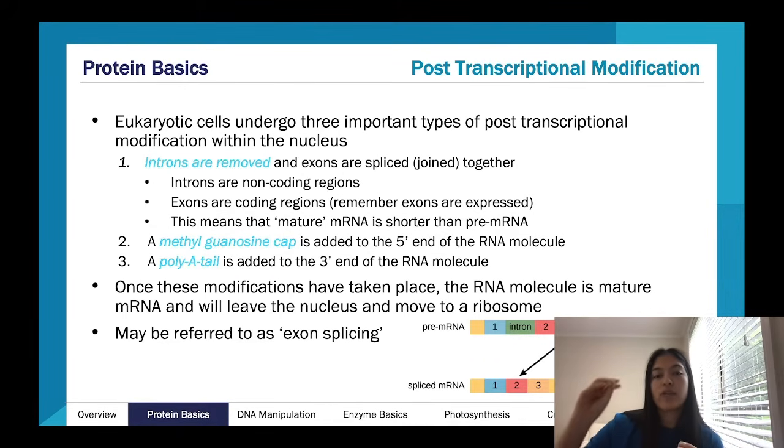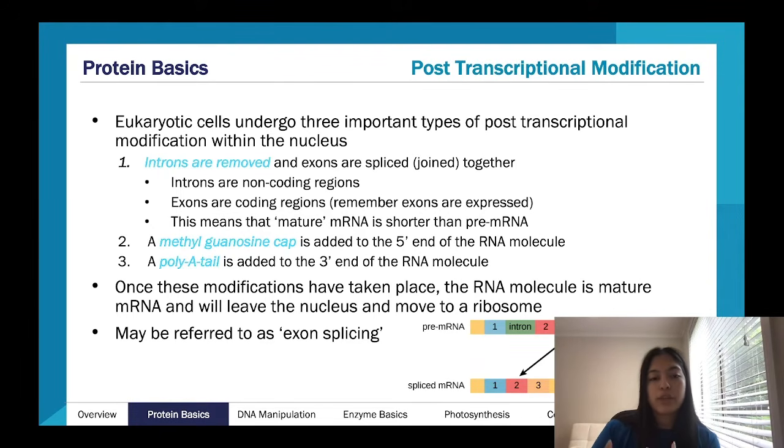We also have our little cap. So think, something on our head, and then something on our feet. Or I guess like our backs, if it's a tail. So just think a cap and a tail. It makes sense. One at the top, one at the bottom.